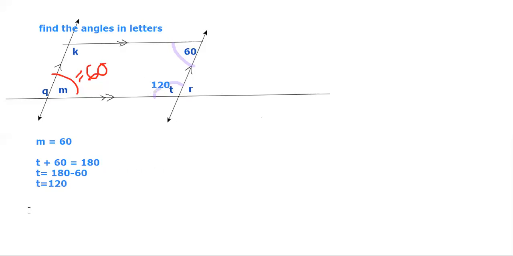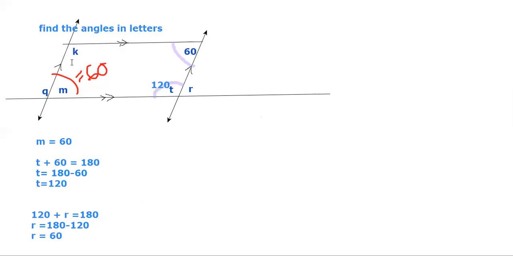So R, the same way. Somebody can say that R is alternate to 60, so R is 60. Or somebody can say that 120 plus R is 180, implying that R equals 180 minus 120, implying that R equals 60. So there's nothing here to worry about.